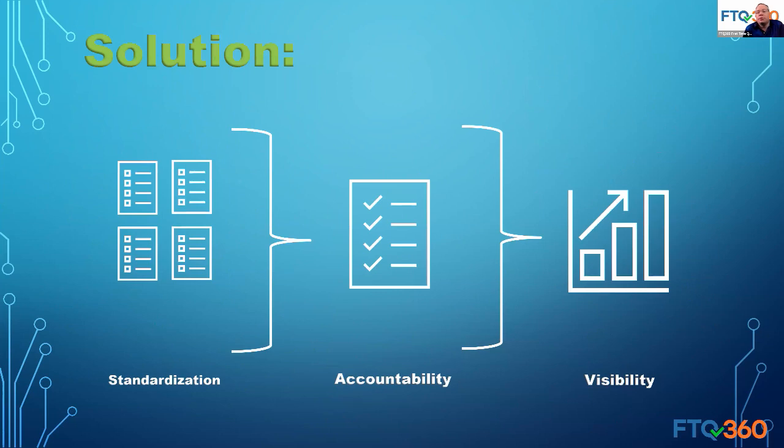The process you put in place solves that. Standardization and accountability creates visibility for the management team and the corporate office. With a process in place, they can manage by exception and immediately see where a project may be getting out of control and step in before it gets out of hand or if it's too late.